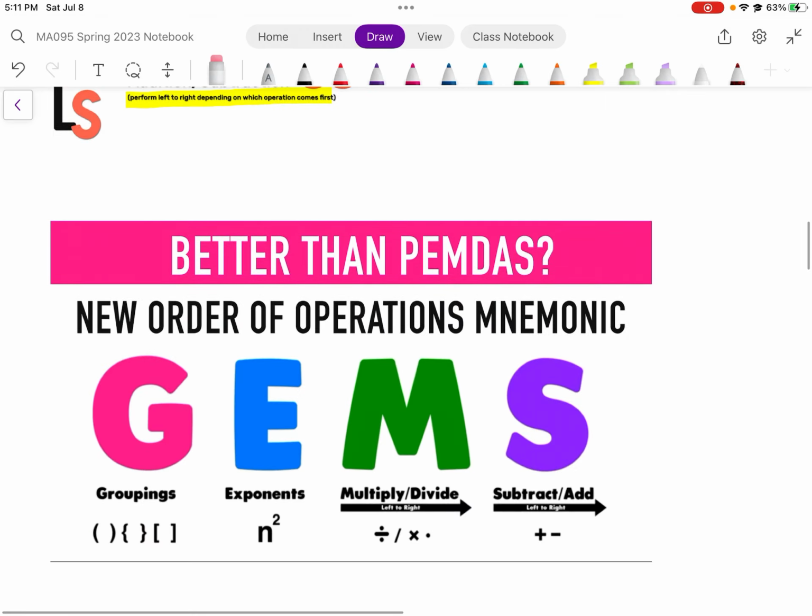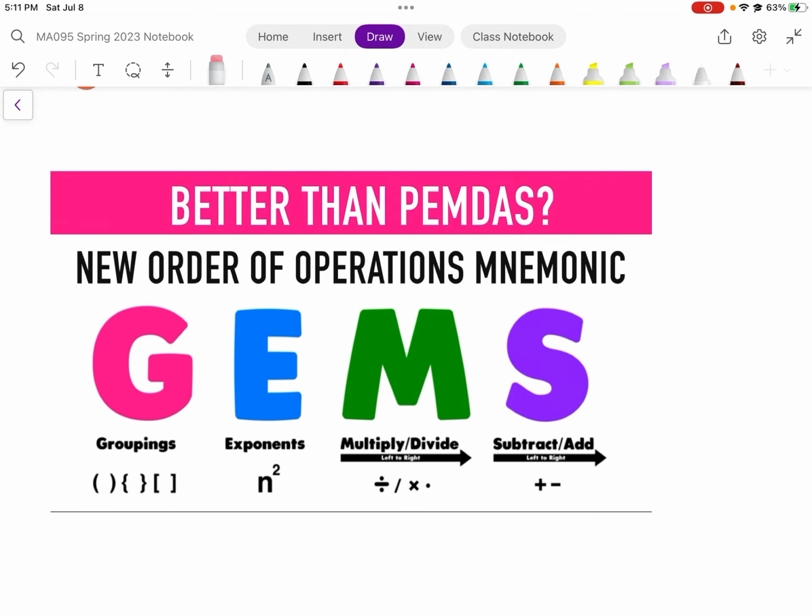All right, so this might be better than PEMDAS for you. It's a new mnemonic that they're starting to use around the country, and it's GEMS, and G stands for groupings instead of parentheses, because there's lots of different types of groupings, not just parentheses. Then exponents, then multiply, divide, left to right, and then subtract, add, left to right. Notice subtract came first, trying to get people out of that habit of thinking multiplication has to happen first and addition has to happen first. They're paired, and they just happen together, left to right.